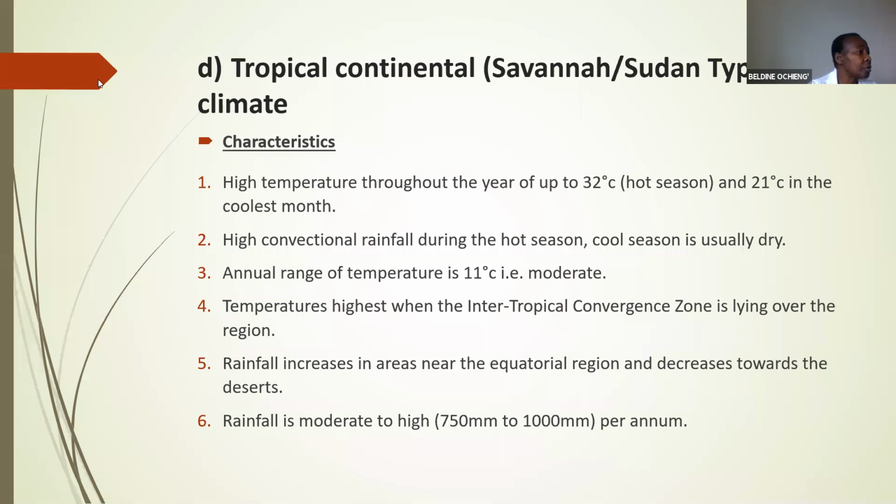High convectional rainfall during the hot season. Cool season is usually dry.